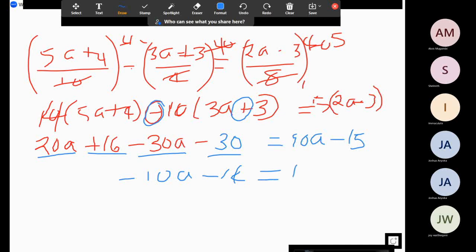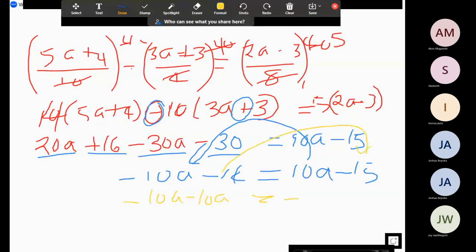This equals to 10a minus 15. So we take 10a to this side, where it will become a negative. So minus 10a is equals to, we take this one to the other side, where it becomes a positive, so minus 1. Minus 15 plus 14.